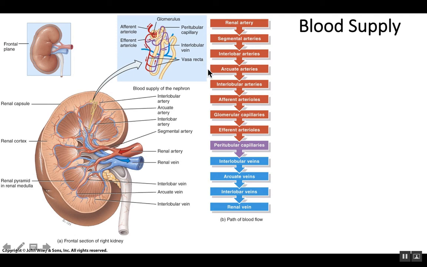Then the efferent actually forms a set of capillaries called the peritubular capillaries because they surround the tube part of the nephron. Then it's just a matter of getting the blood back out. So there are veins that merge into eventually the renal vein. So a lot of little blood vessels in a kidney. We're going to focus in on just a handful of these, not this entire list.